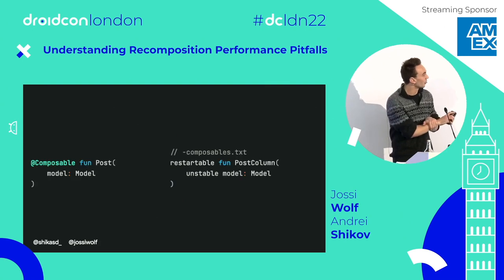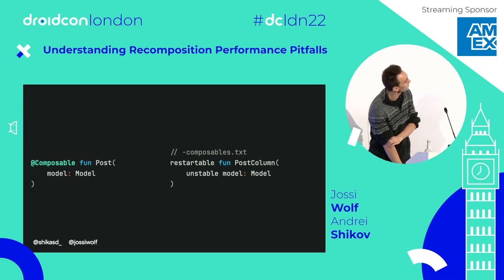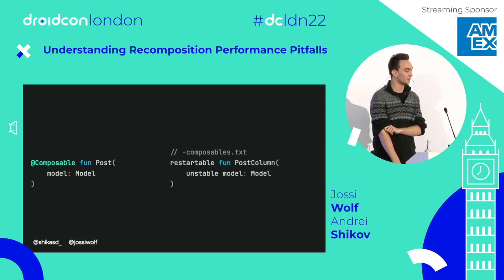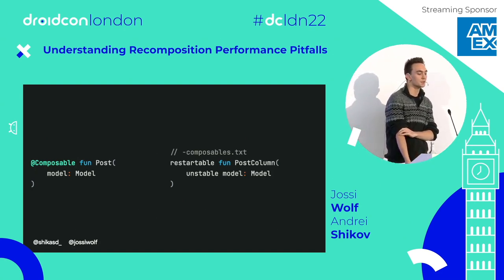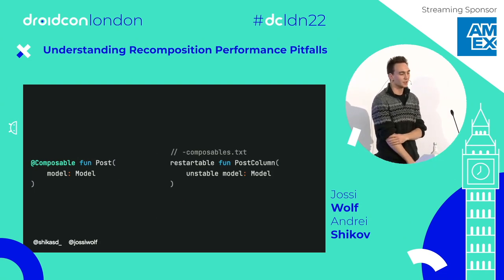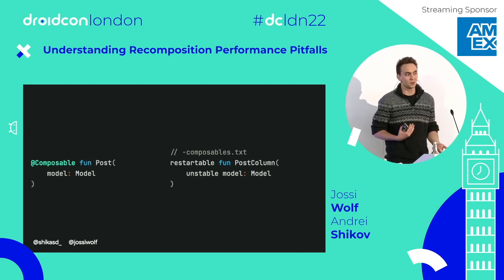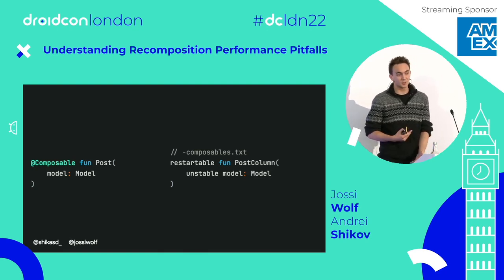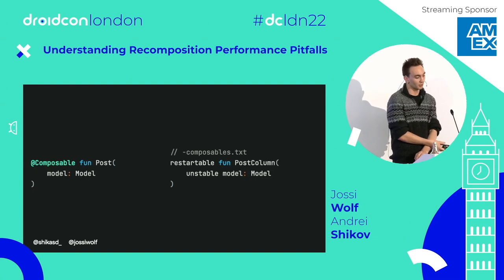Let's take a look at our post example here. Oh, it's actually supposed to be PostColumn. Sorry about that. And it would take a list of models and not just a single model. And what we'll see is that Compose considers the unstable model of List<Model> unstable. So why is a list unstable? Well, if you pass in a list in Kotlin, it could well be a mutable list. We actually don't know, right, what it could be. It could be an immutable list, but it could also be mutable, in which case we consider it unstable.